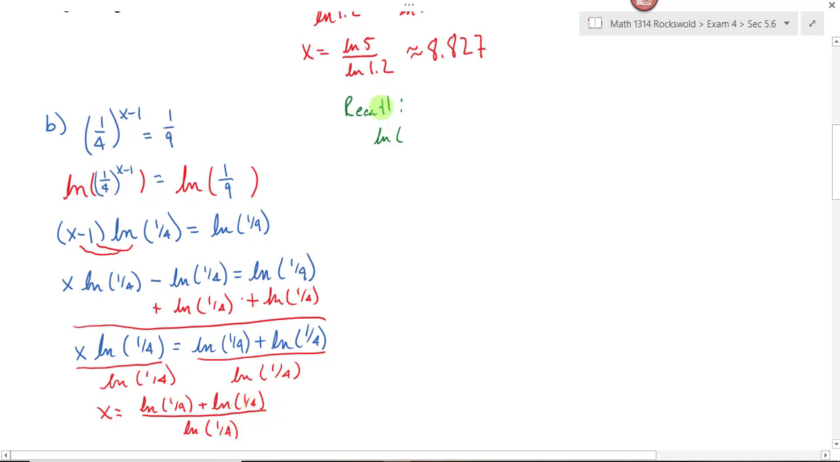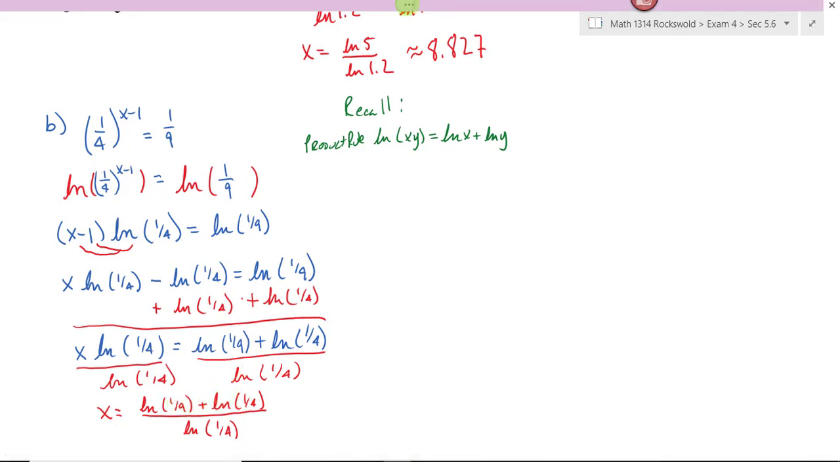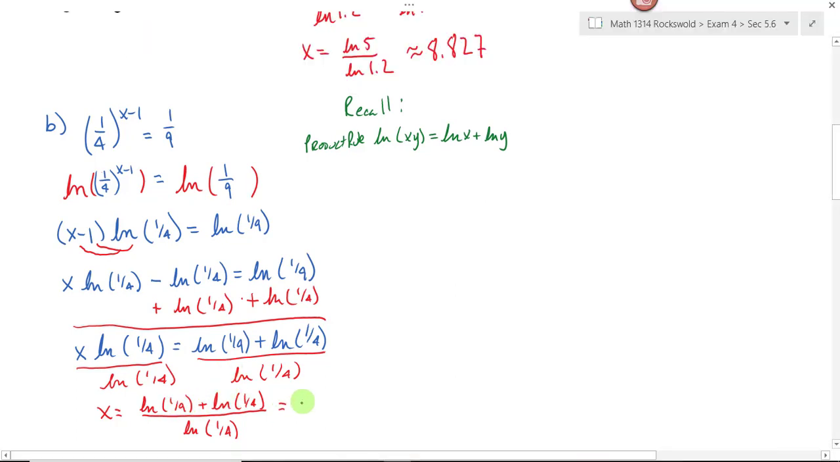But I do want you to recall the product rule for logs. It says if you have the natural log of x times y, that's equal to the natural log of x plus the natural log of y. This is the product rule for logs. See how I have that plus right there? What I can do is I can multiply those arguments together, and that will allow me to rewrite this as the natural log of 1/9 times 1/4 is 1/36, divided by the natural log of 1/4. We also have a quotient rule for logs.